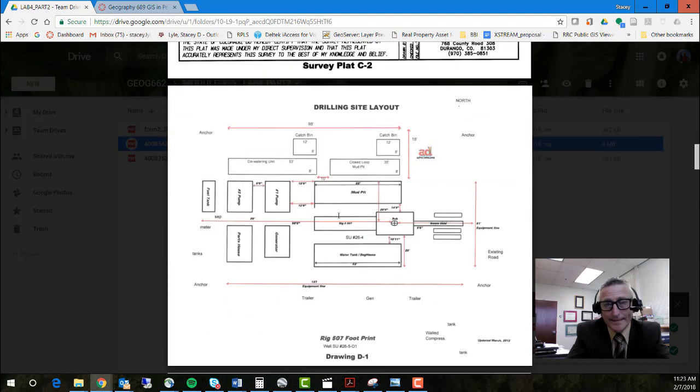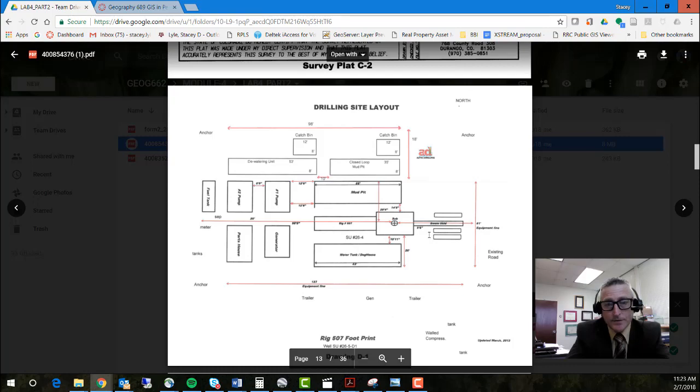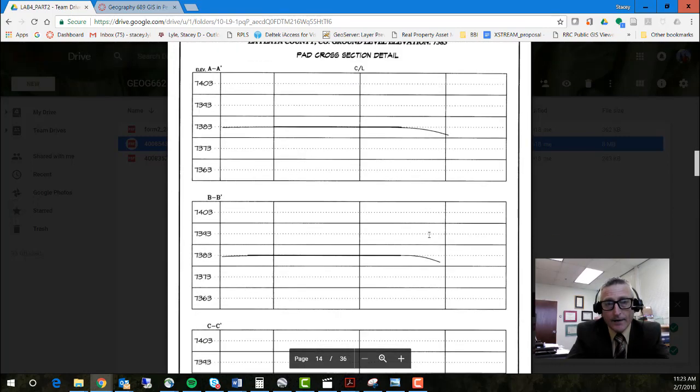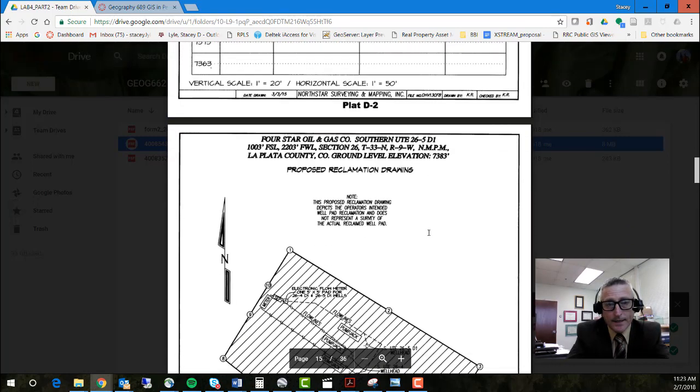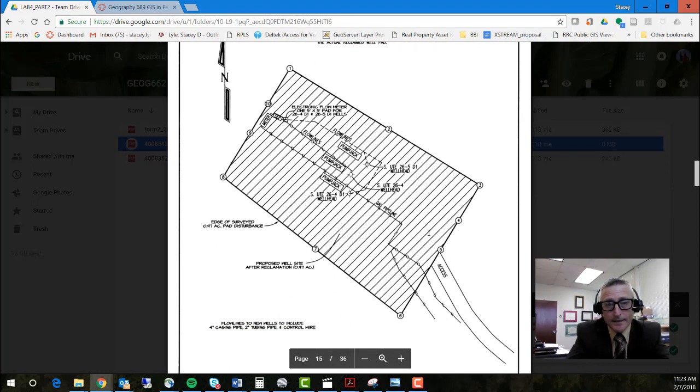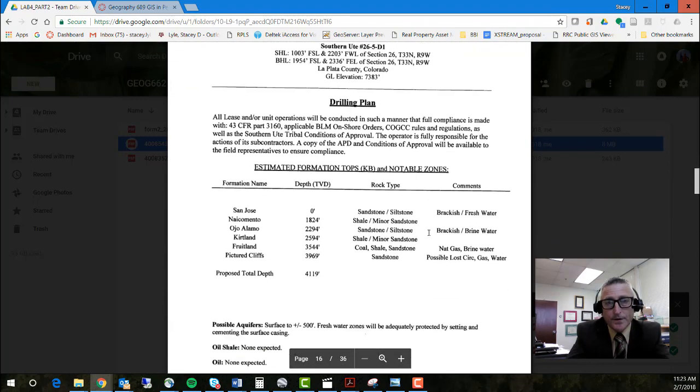Here's a typical drilling site layout. Again, this is a typical that you could actually port over and have this document assigned to that location and have the cross sections easily done in GIS. Again, disturbance, where you're disturbing the earth.